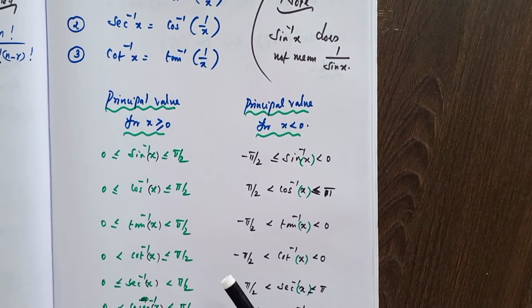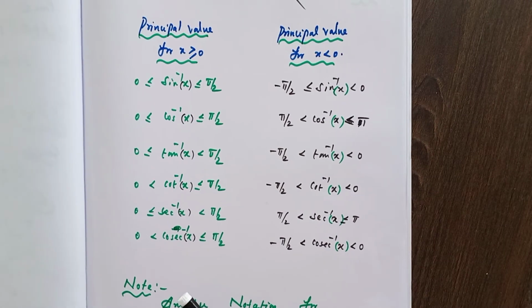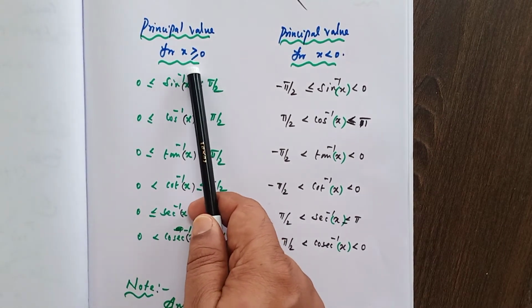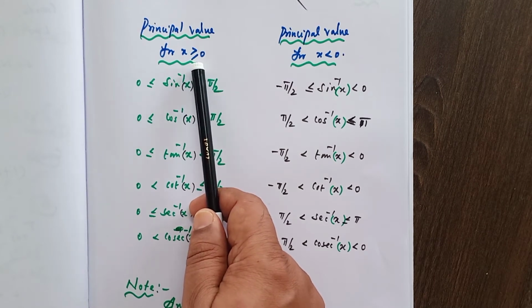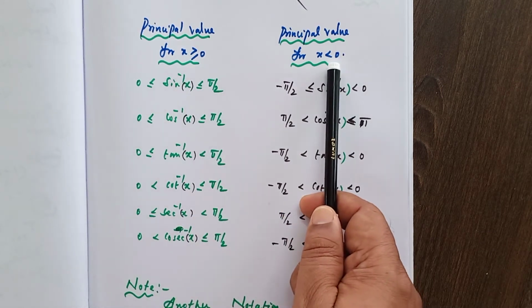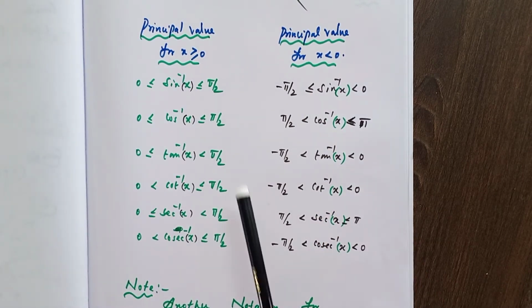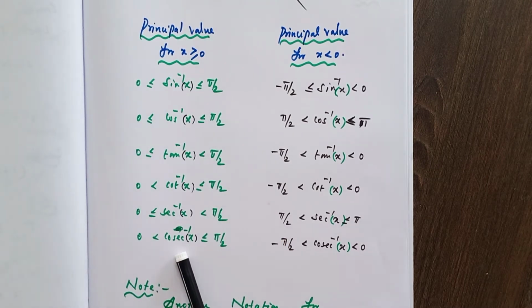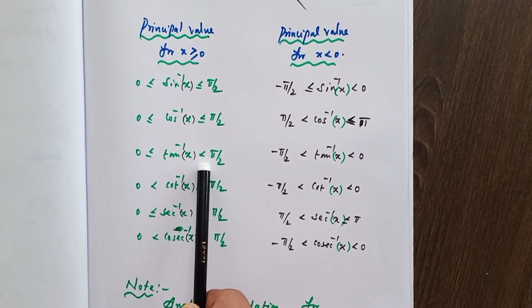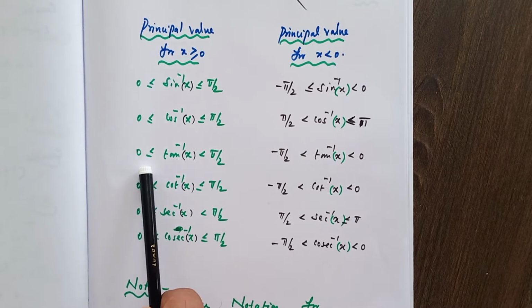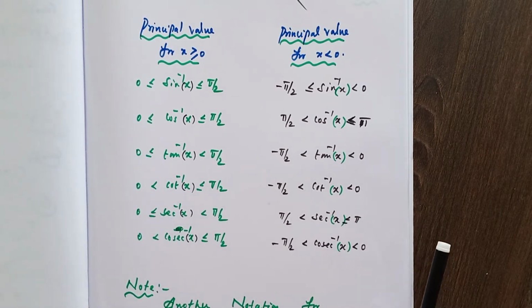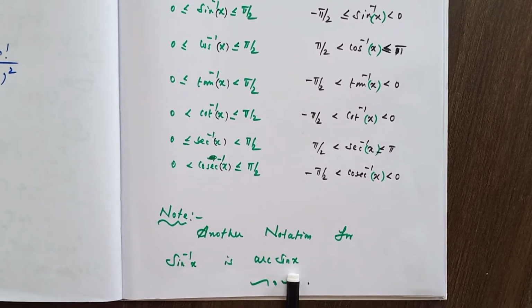Now I have given some principal values for all the inverse trigonometric functions. If x is greater than or equal to 0, that means positive, and if x is less than 0, that is negative, I have given the set of principal values for each and every one. Start with sine inverse of x, ends with cosecant inverse of x. Have to learn everything. Then the symbol is also very important. Here strictly less than is given, here less than or equal to is given. Learn everything without leaving. Then another notation for sine inverse of x is arc sin x. You can call it arc sin x.